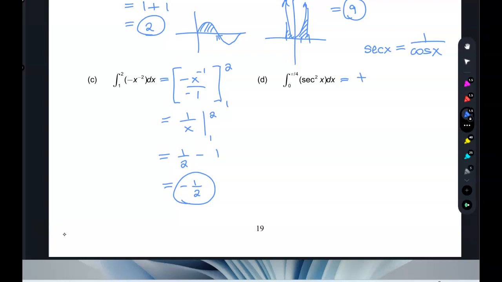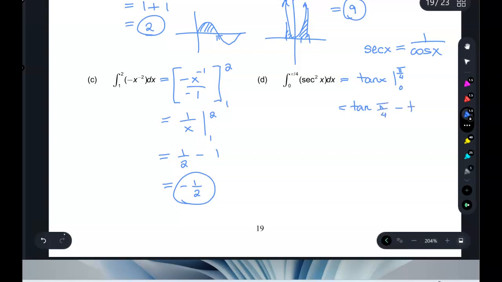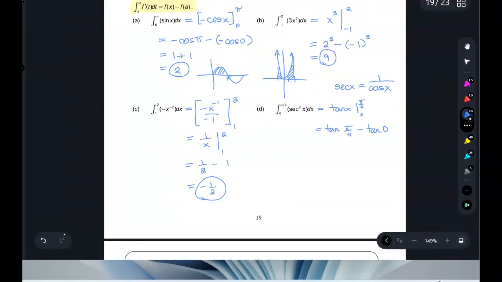Not the negative, just regular tangent, evaluated from 0 to pi over 4. So we have tangent. Why is it regular tangent, but the other ones had cosine? Because the derivative of cosine is negative sine. If I did the derivative of negative cosine, I get back positive sine.